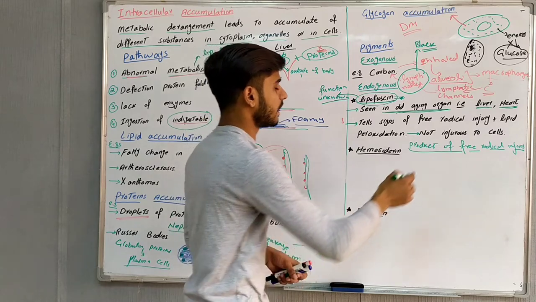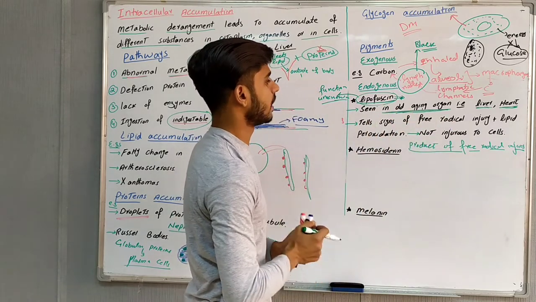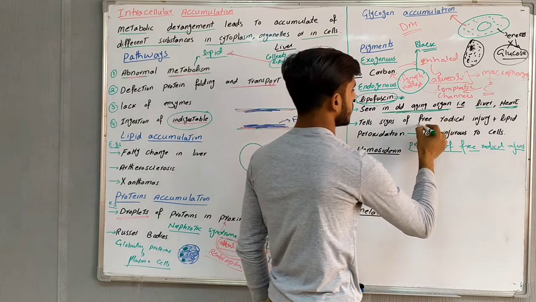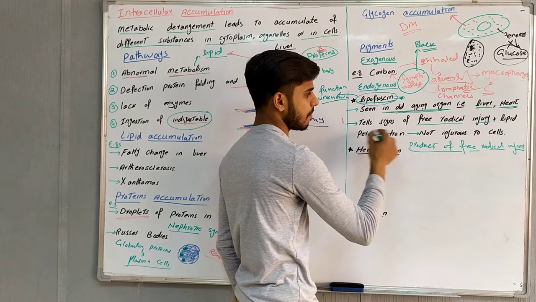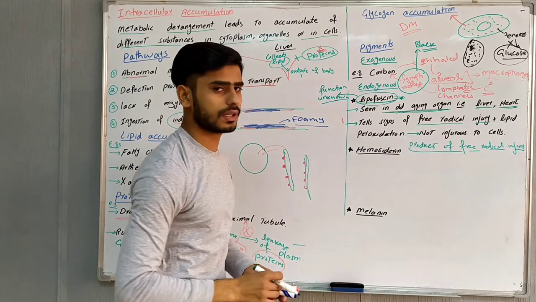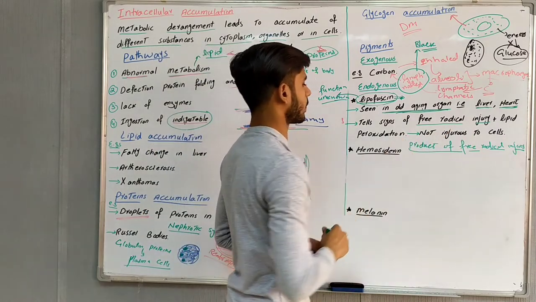When there is more free radical injury, there is more production of lipofuscin. So lipofuscin will be accumulated. When it is accumulated, we say that this is free radical injury. It is a sign, a symptom of free radical injury, because it is a product of free radical injury. When we see lipofuscin inside the cell, it will be the sign of free radical injury and lipid peroxidation.